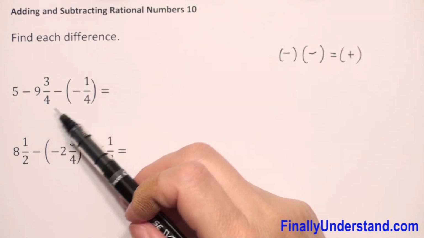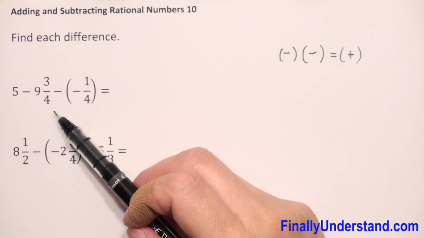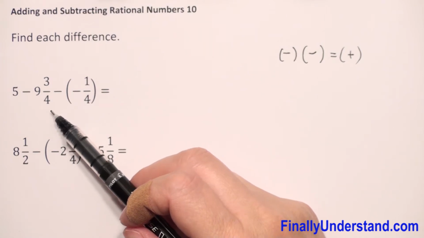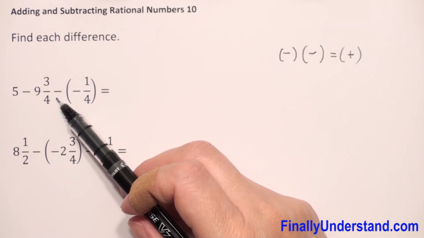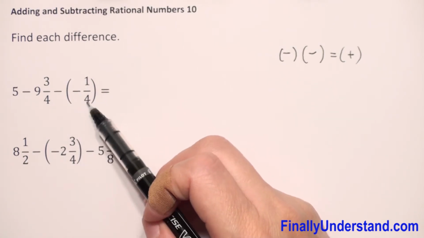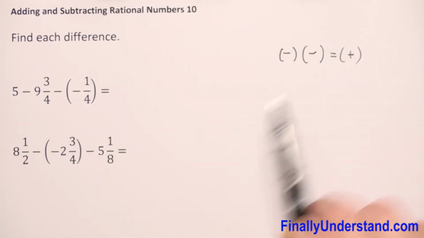Why? We have here subtraction of rational numbers. We use the same rule like for subtracting integers. So we have to change subtraction to addition of the opposite. So the negative sign we change to positive, and the opposite of negative 1 over 4 is 1 over 4. So from two negatives you have a positive sign.